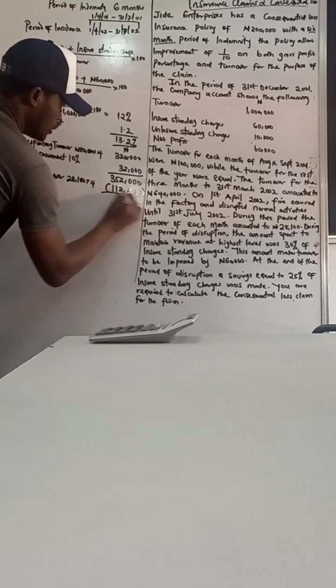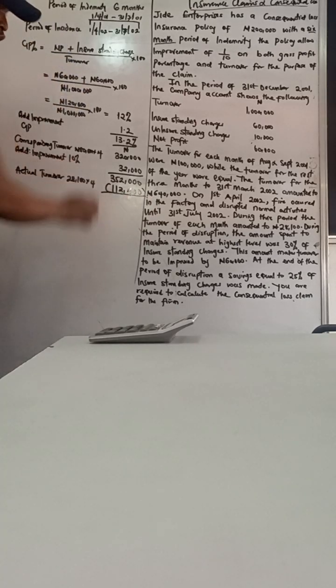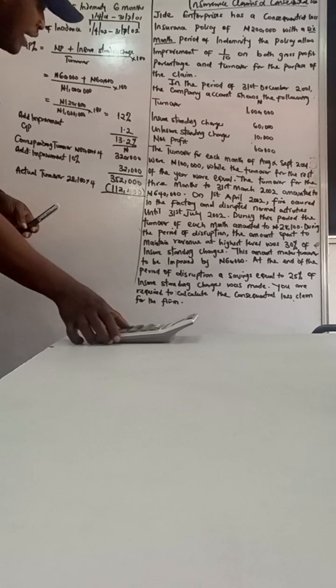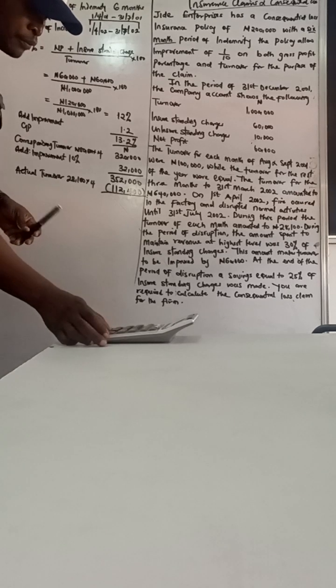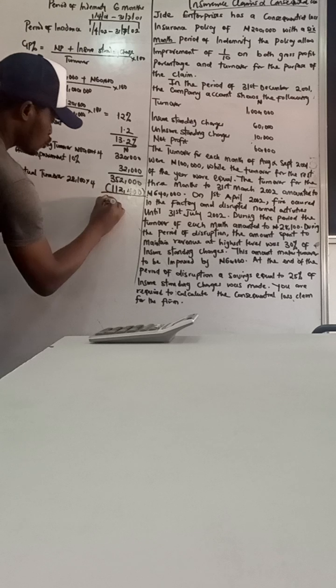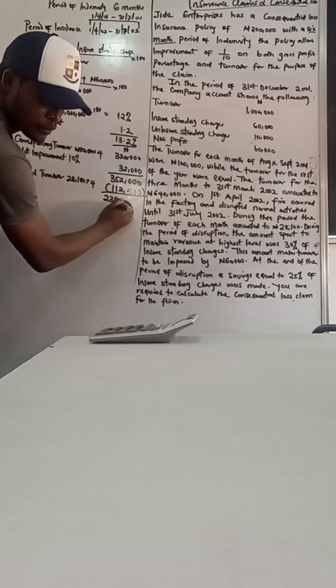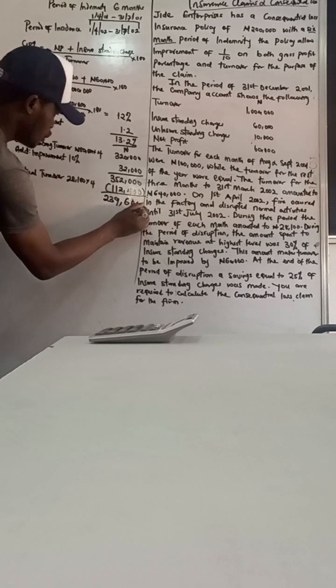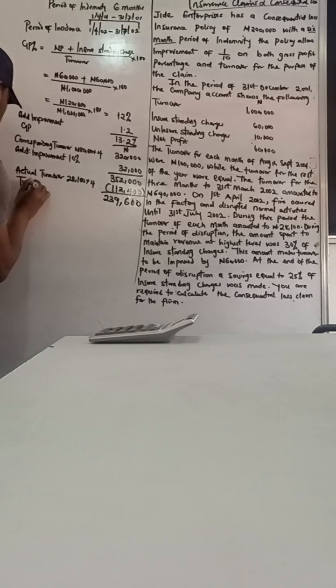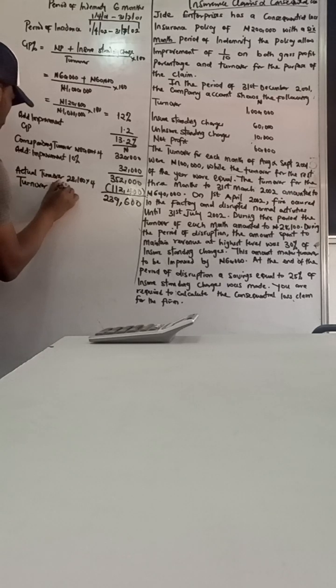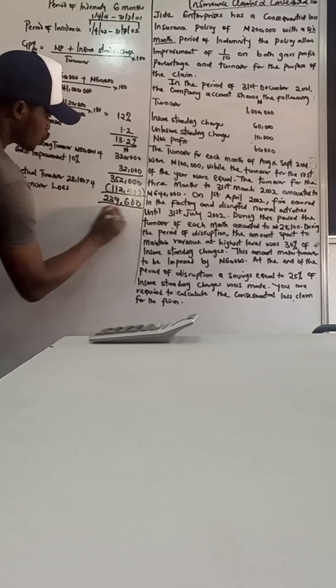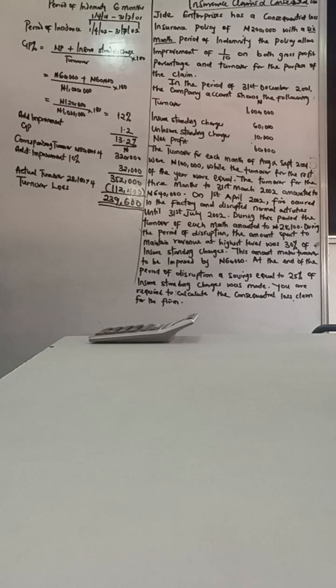So I will minus it from here. Minus 352,000. So that gives me 239,600. So this is my turnover loss. So my turnover loss is 239,600. You see now. Now let's get my GP percentage now.